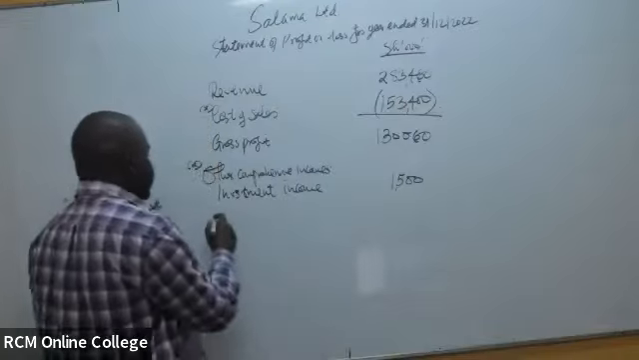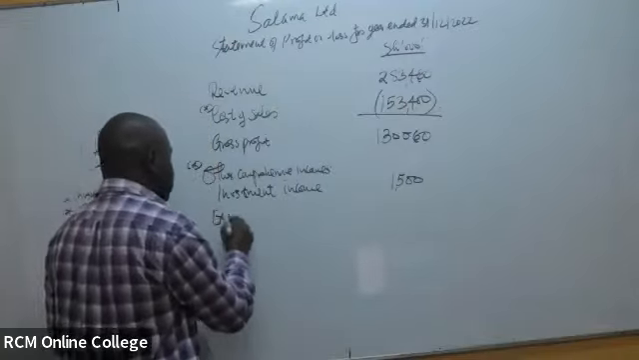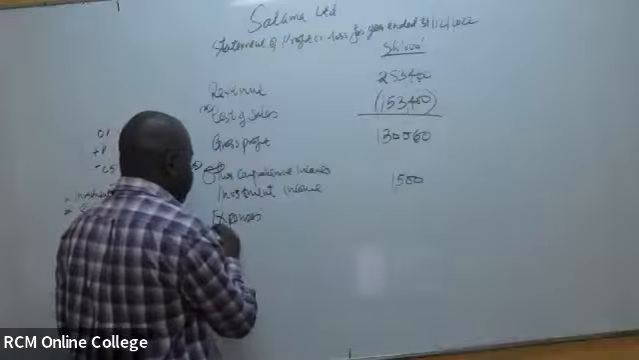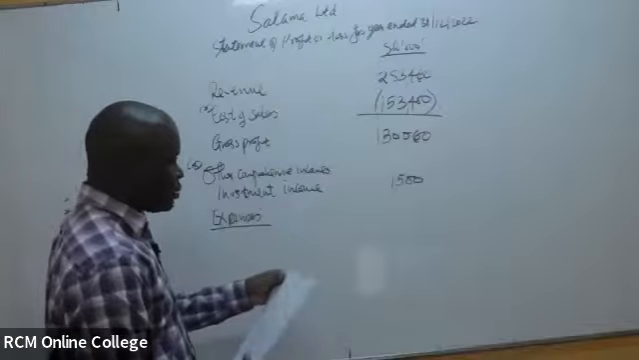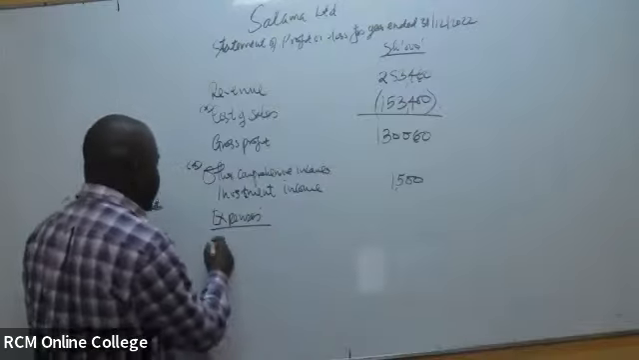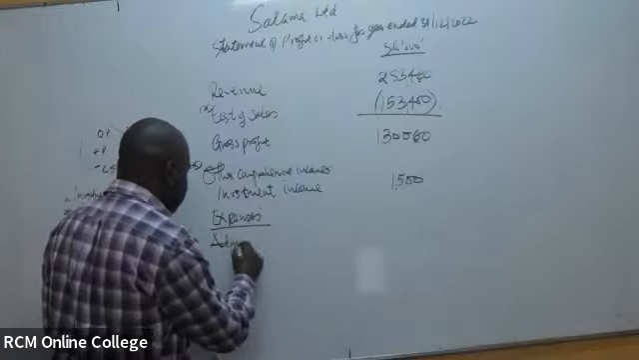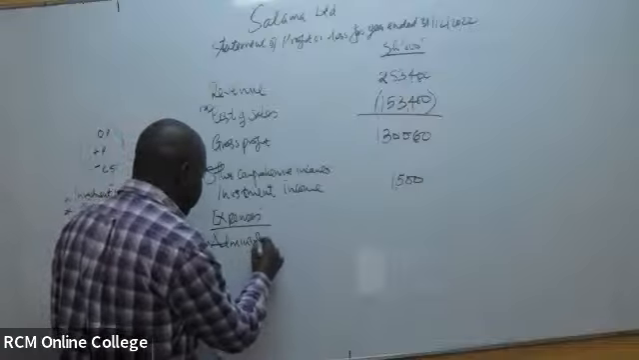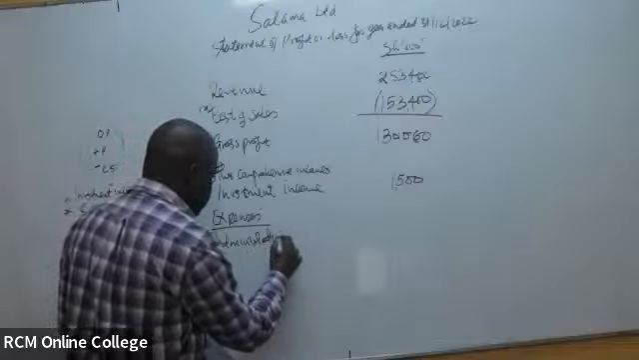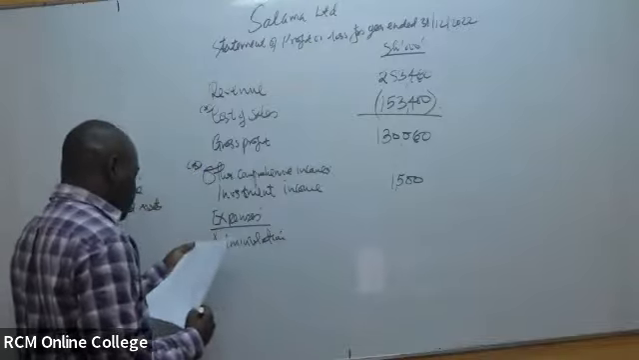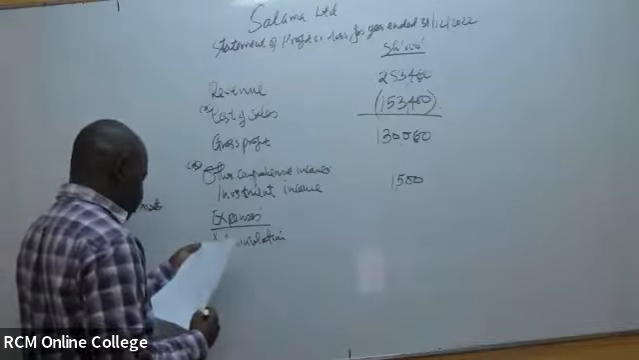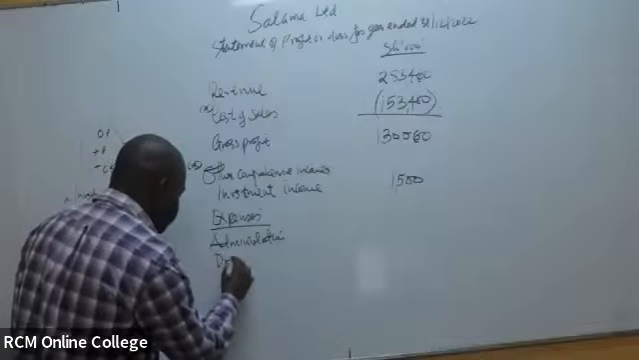So after that, you can recognize the expenses. One of the expenses we computed is the administration expenses. And of course, also we have distribution costs.